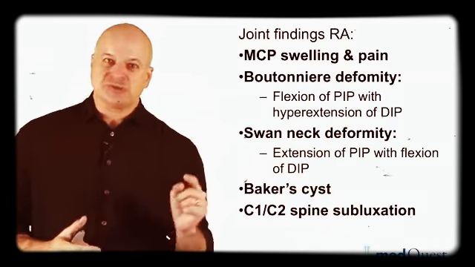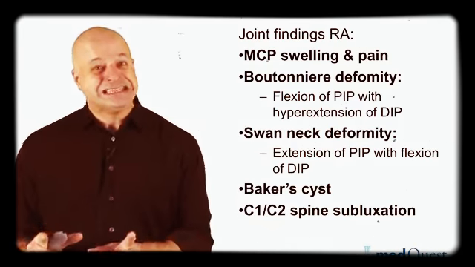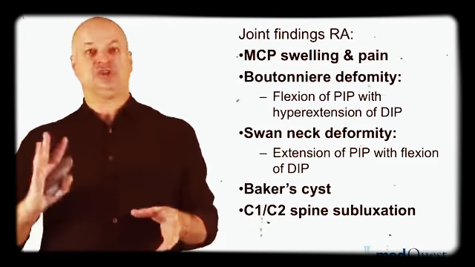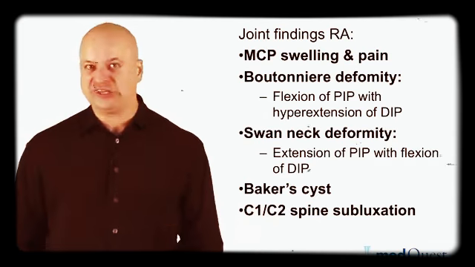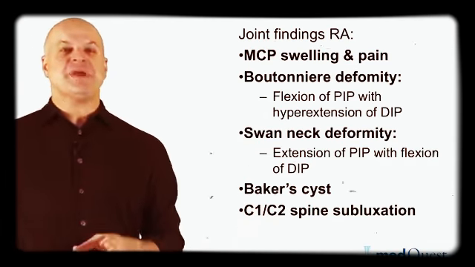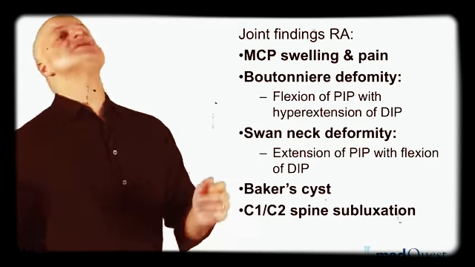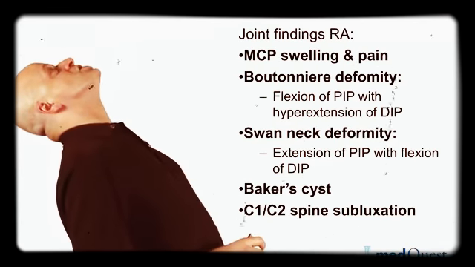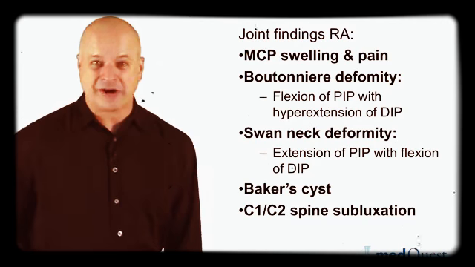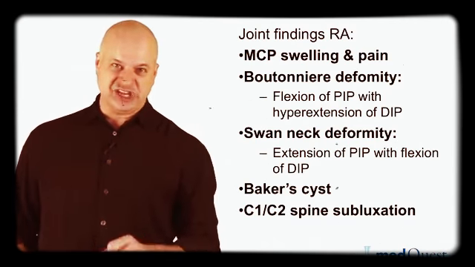The other question that goes with C1, C2 subluxation is a patient is about to undergo general anesthesia for another reason, and the person needs to be intubated. What do you do? You warn the anesthesiologist, hey man, don't hyperextend the head. You're going to paralyze someone. So you warn the anesthesiologist about hyperextending that head.